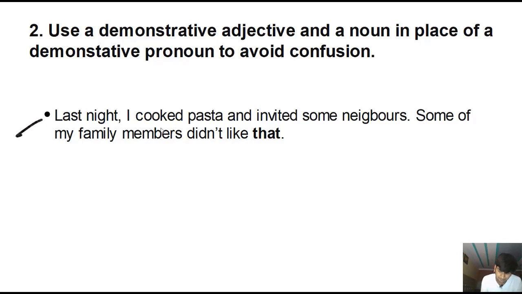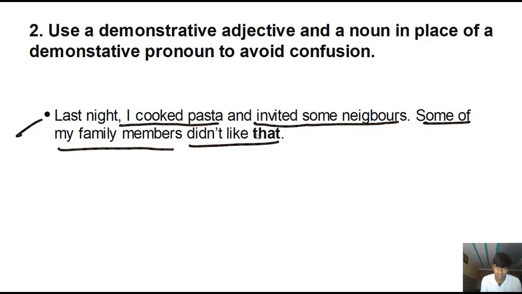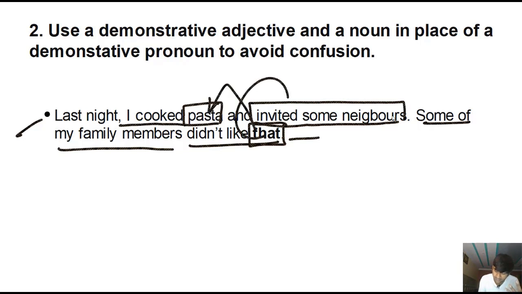Last night I cooked pasta and invited some neighbors. Some of my family members didn't like that. So that is a demonstrative pronoun. It doesn't have a noun after it, right? It's referring to a noun. But what is it that some of my family members didn't like? Is it the pasta that I cooked or me inviting some neighbors, my invitation? Which one is it? We don't know.